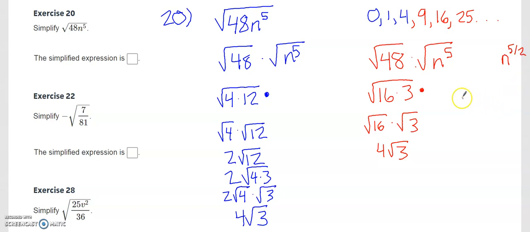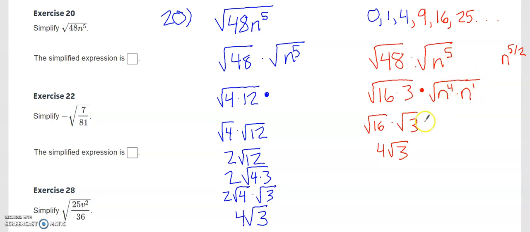As we discussed in class, we can use the product of powers property, and we can rewrite this as, well, what number less than 5 is divisible by 2? And the fact is that it's 4. And we can write n to the fifth as n to the fourth times n to the first. This is the product of powers property. So you keep the base, add the exponents. Yep, that's n to the fifth.